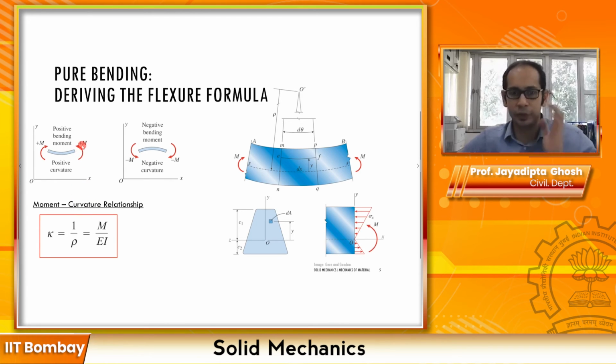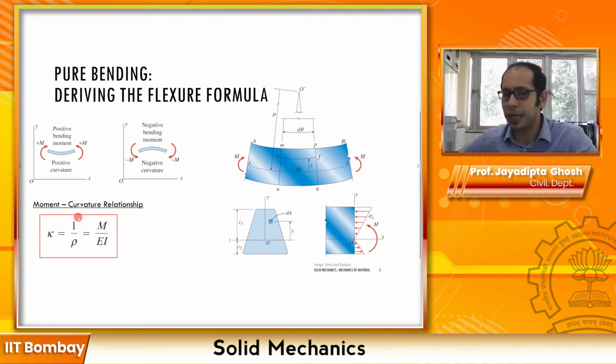Because when you have this positive moment, you are seeing the positive curvature, and you see kappa comes out as positive. When you have a negative moment over here, your kappa will come out as negative. Over here the negative curve. So if you put M as plus, kappa comes out as plus. If you put M as minus, kappa will also come out as minus over here.